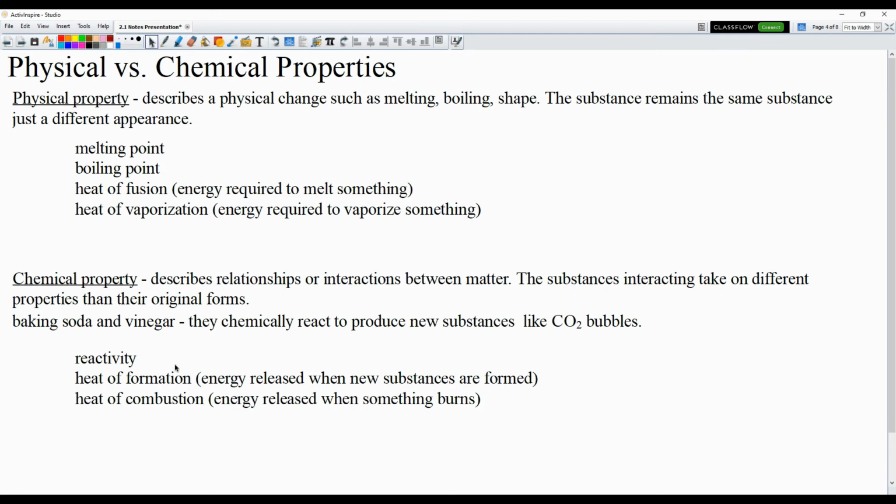Okay, and some examples of chemical properties are reactivity. That's what we've just been talking about. The heat of formation, which is the energy release when new substances are formed. And the heat of combustion is the energy release when something burns. So we talked about the paper burning.